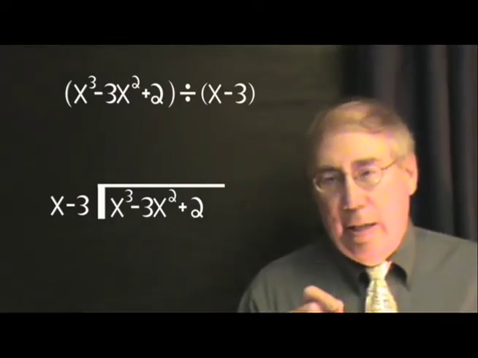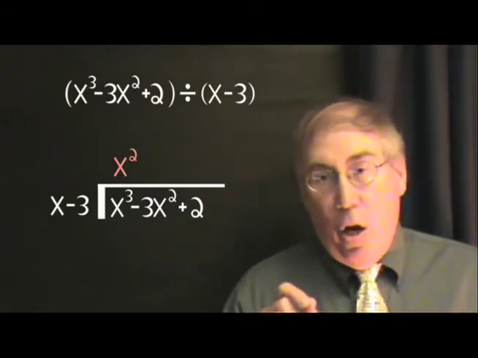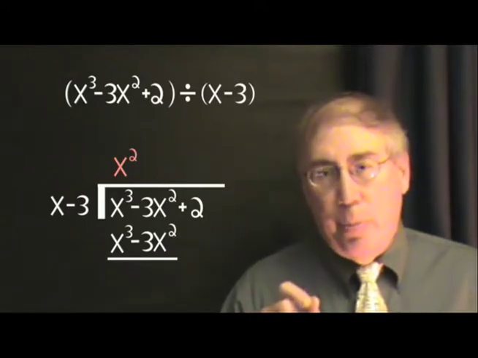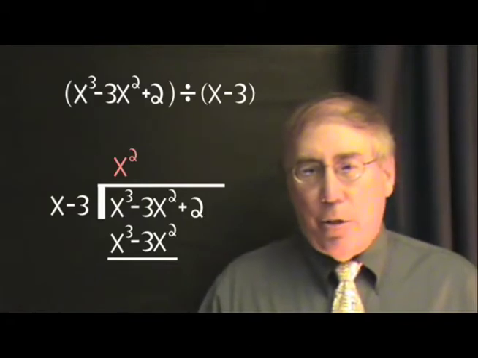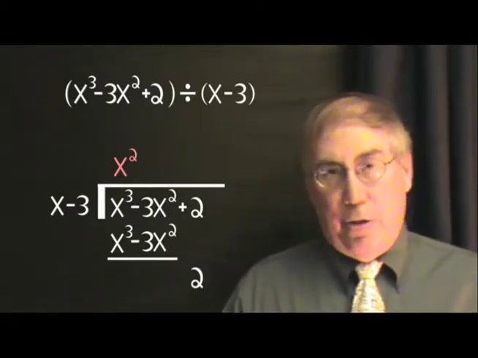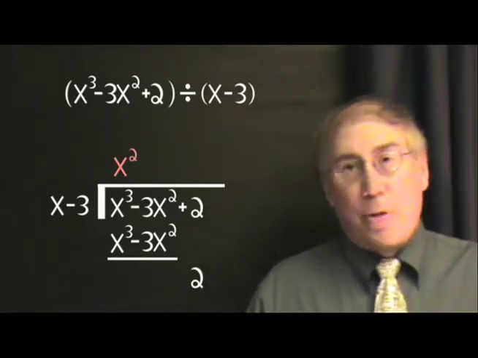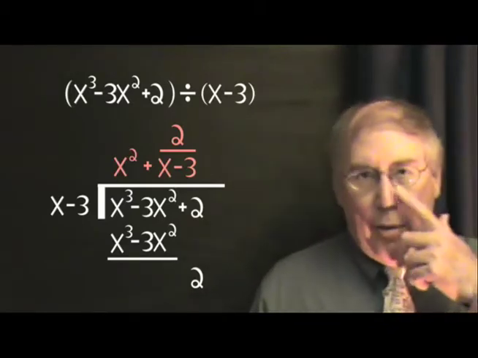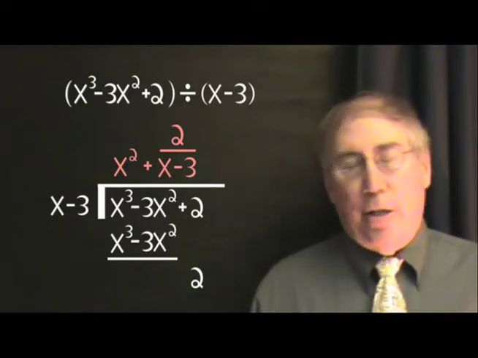Now the trick here is, look at the x in the divisor. What do we multiply times that x so that we'll get an x cubed in the dividend? It's x squared. So we multiply x squared times x minus 3 and get x cubed minus 3x squared, and then we subtract the lower terms from the upper terms. We'll just get 0. So we'll just bring down the 2, and that will be our remainder. So we say plus 2 over x minus 3.